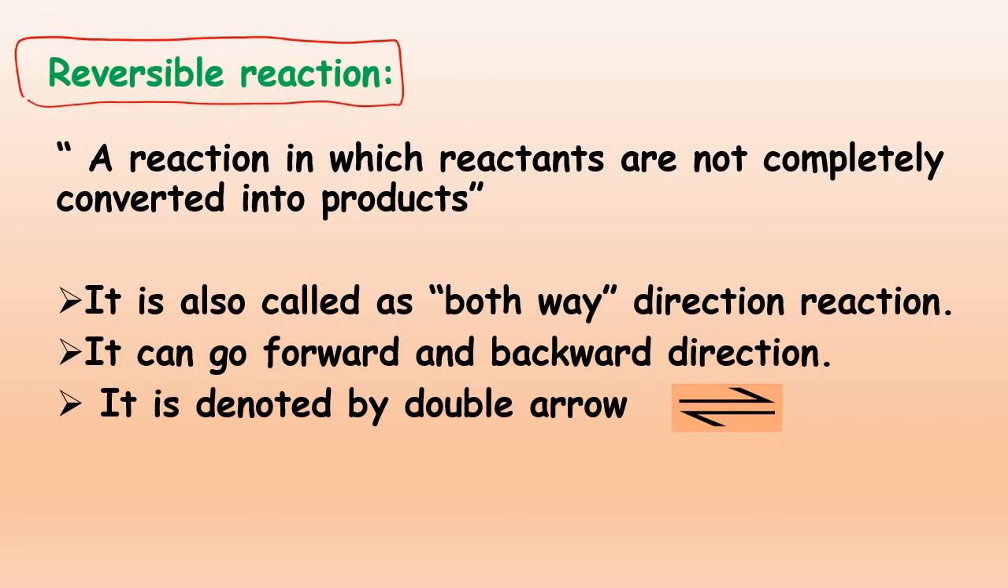Number one, it is also called a both way or both direction reaction, and it can go forward and backward also. This is the reason it is called a both way direction reaction. It means it can go from reactant to product side or from product to reactant side, that is, forward reaction and backward reaction. It is denoted by the double arrow, right? So this is the third point related to the reversible reaction.